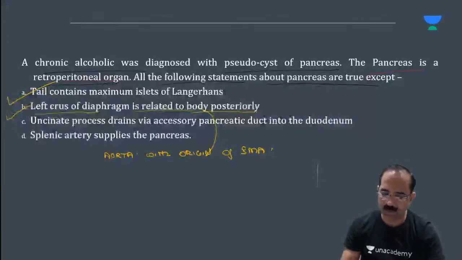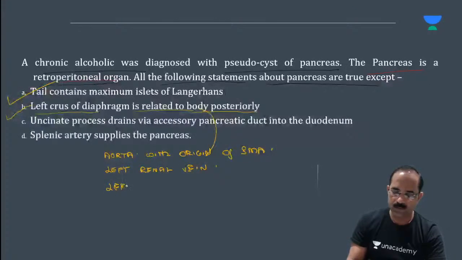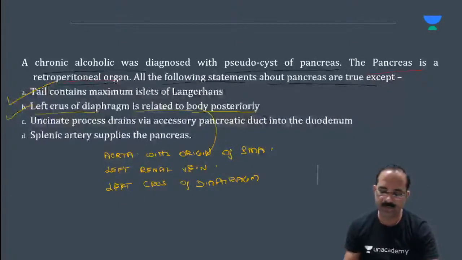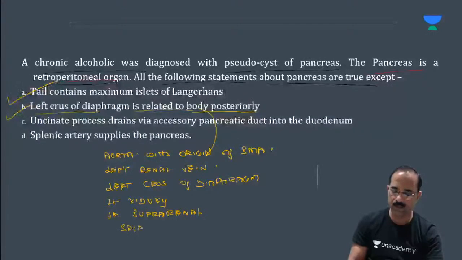So the posterior relations of the body of the pancreas are: one, aorta with the origin of superior mesenteric artery, left renal vein, left crus of the diaphragm, left kidney, left suprarenal and splenic vein.